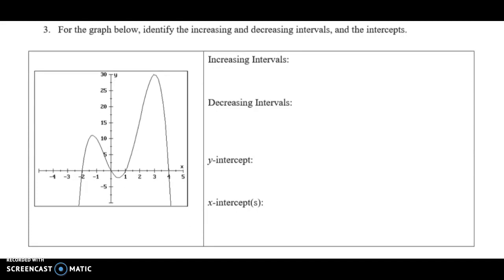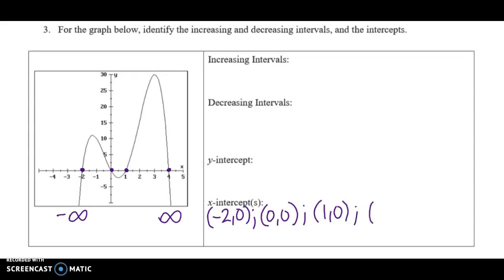So again, we're starting with labeling. Where's negative infinity, positive infinity? Negative infinity on the left, positive on the right. I need to find my intercepts. So I see 4 x-intercepts. I can list them. -2, so y is 0. I have 0, y is 0. 1, y is 0. And 4, y is 0. Then my y-intercept. It crosses at the origin. That is also your y-intercept.